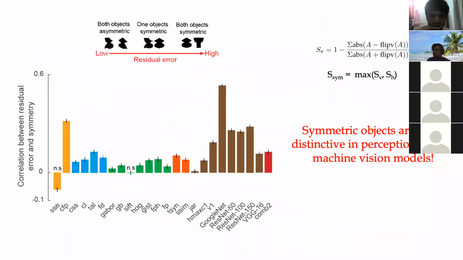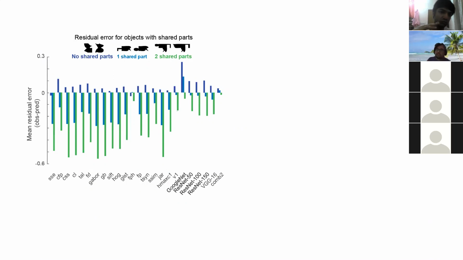And we quantified that just by computing the mean residual error for all these object pairs. The ones that I'm showing you in the darker shade of blue are for those pairs of objects that don't share any parts. And the ones in green are those object pairs that share two different parts amongst themselves. So what we see here is that as the number of parts shared increases, the mean residual error also increases.